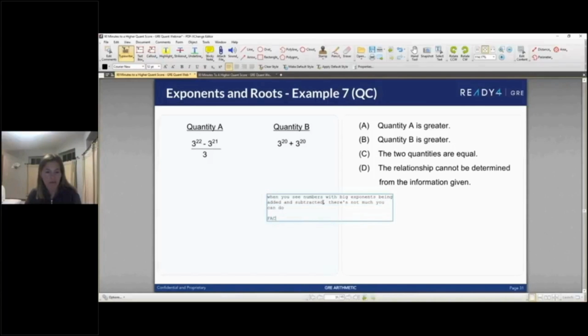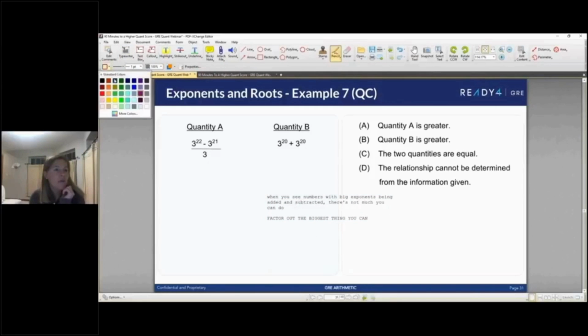Factor out the biggest thing you can. Okay? So what do I mean by that? When we say factor out, I mean factor out a big common term. So out of this numerator here, 3 to the 22 minus 3 to the 21, what's the biggest thing we can factor out of it? What can we factor out of that?